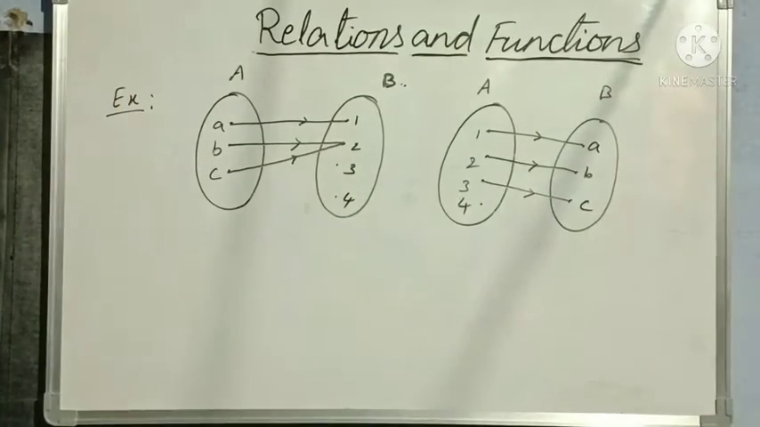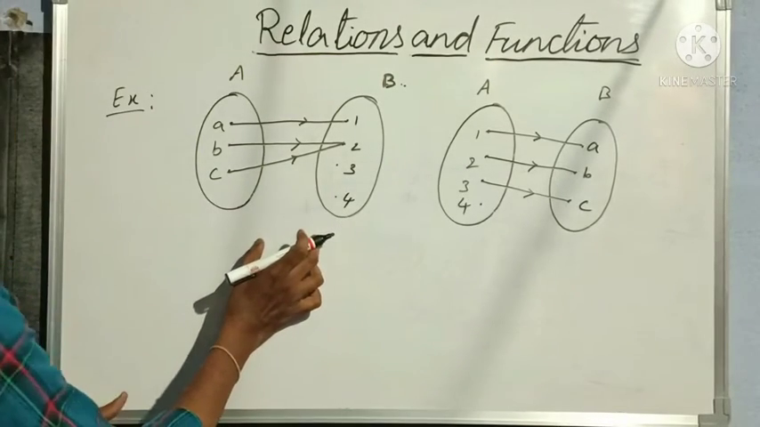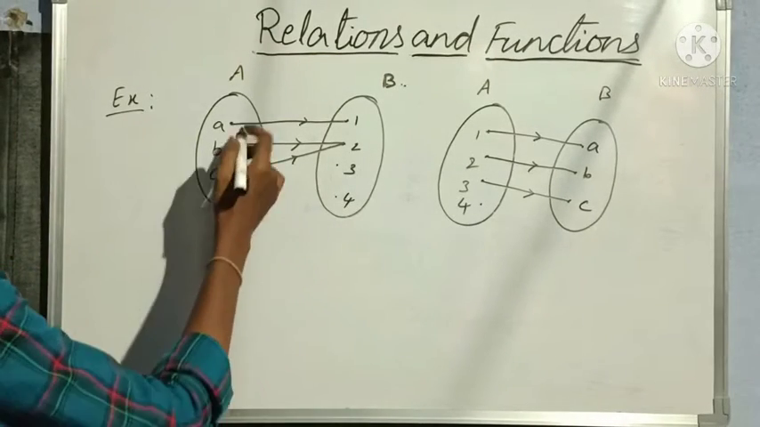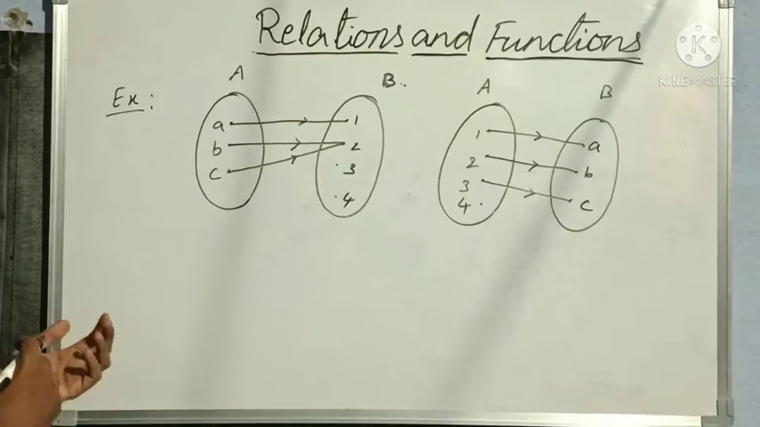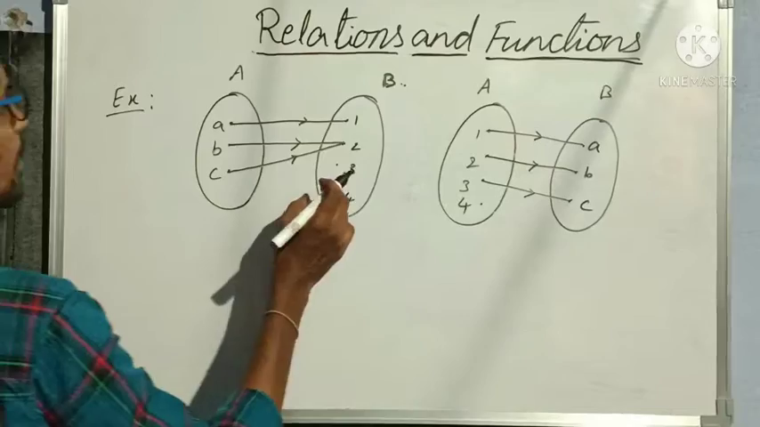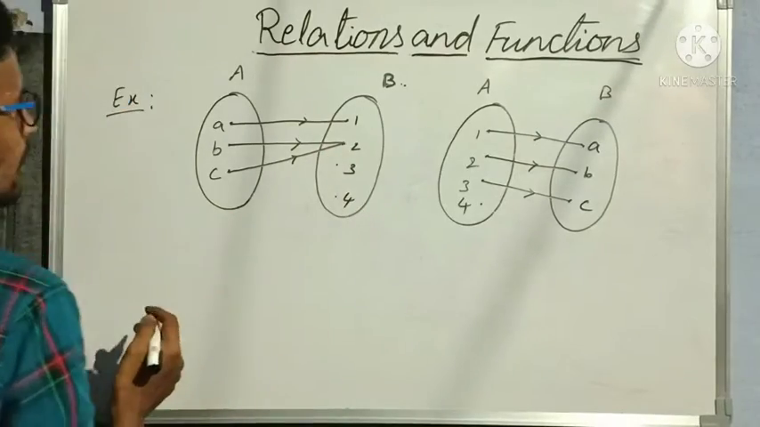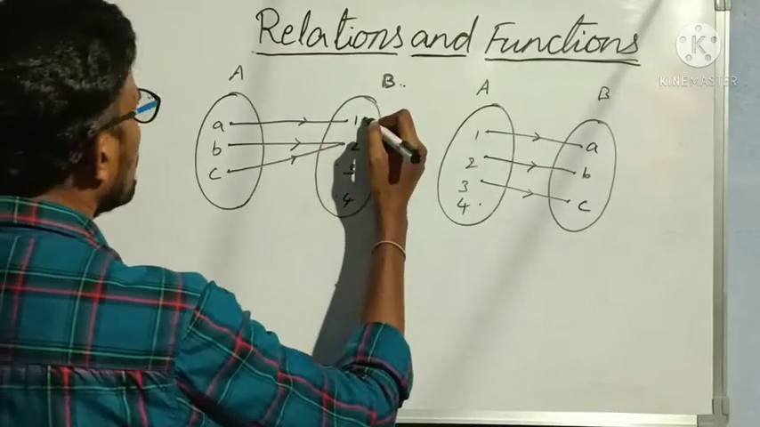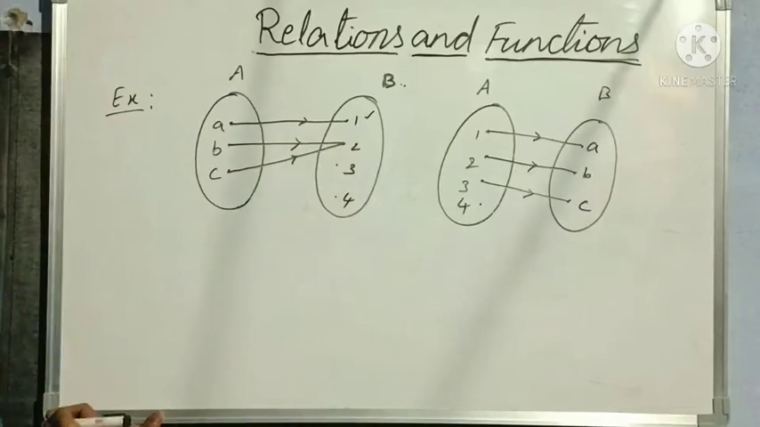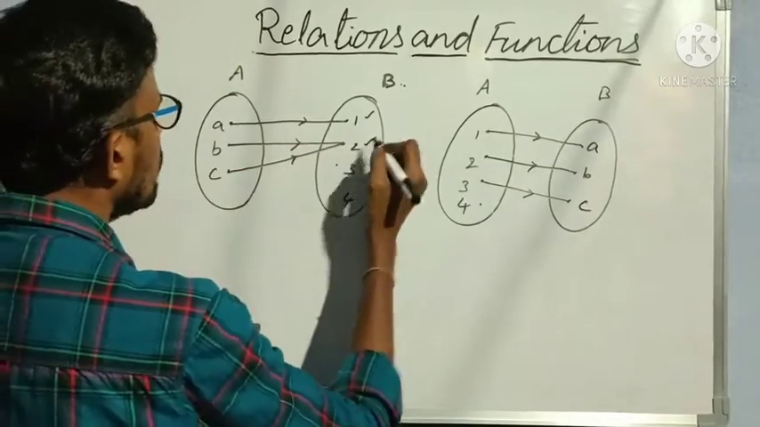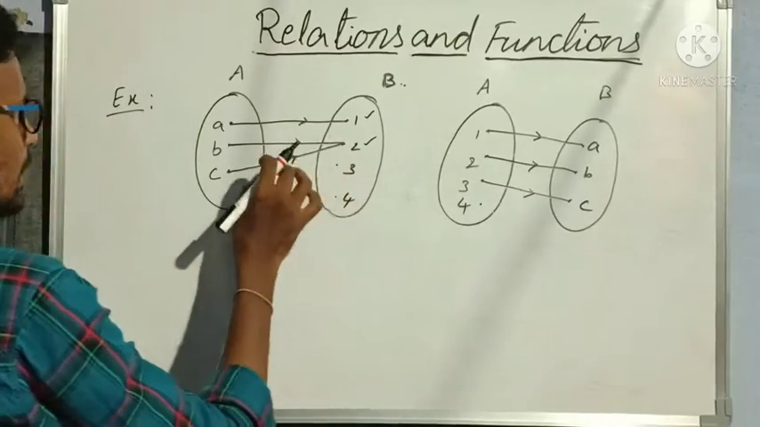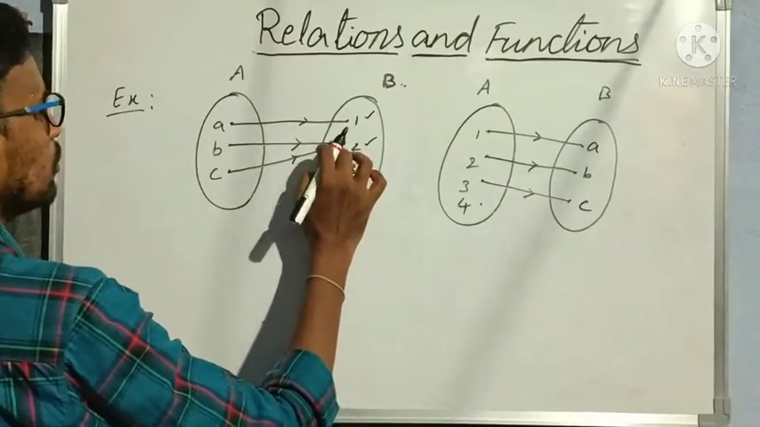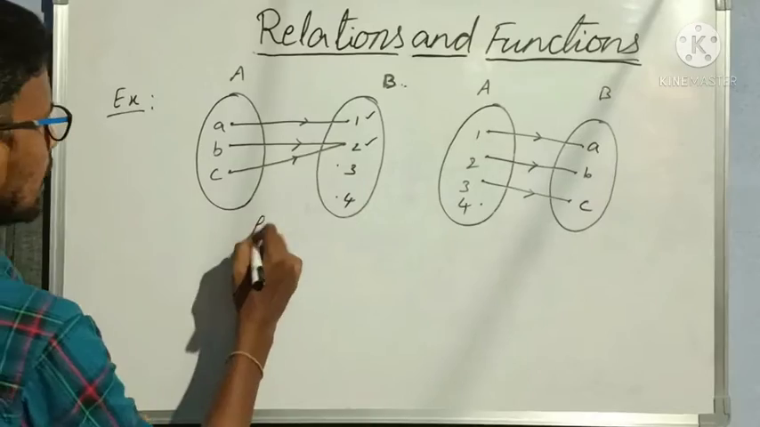Very simple example. See here what I said, every element of A must be mapped. Every element of A is mapped irrespective of their image, and they have one image only in B. What is the image of A? It is 1. What is the image of B? It is 2. What is the image of C? C is also 2, but it is mapped. Definitely it is mapped to 2. Right? So this is a function.